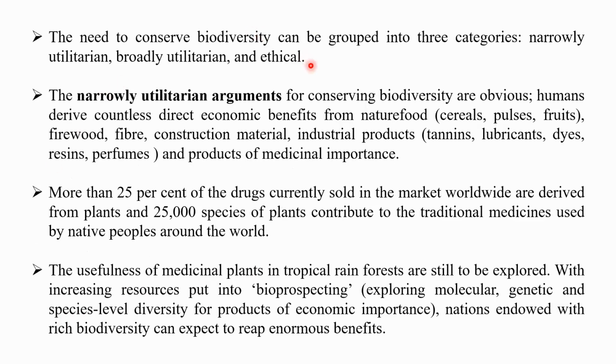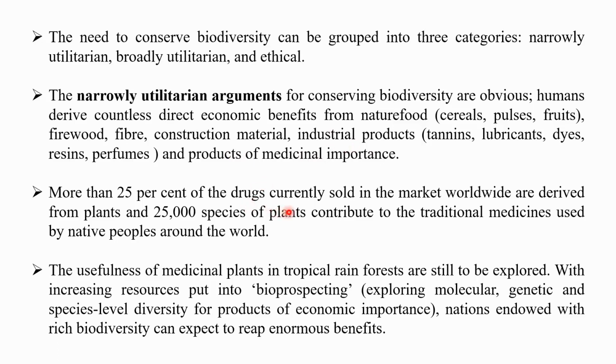The need to conserve biodiversity can be grouped into three categories: narrow utilitarian, broadly utilitarian, and ethical. The narrow utilitarian arguments for conserving biodiversity are obvious. Humans derive countless direct economic benefits from nature: food like cereals, pulses, fruits, etc., firewood, fiber, construction material, industrial products like tannins, lubricants, dyes, resins, perfumes, etc., and obviously products of medicinal importance.